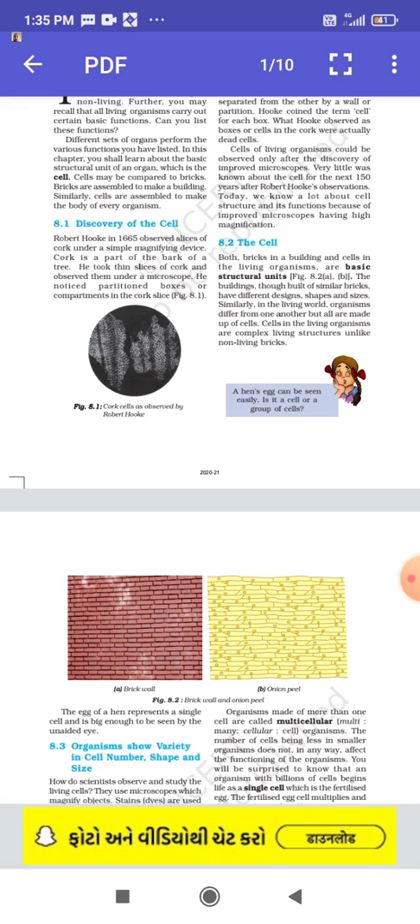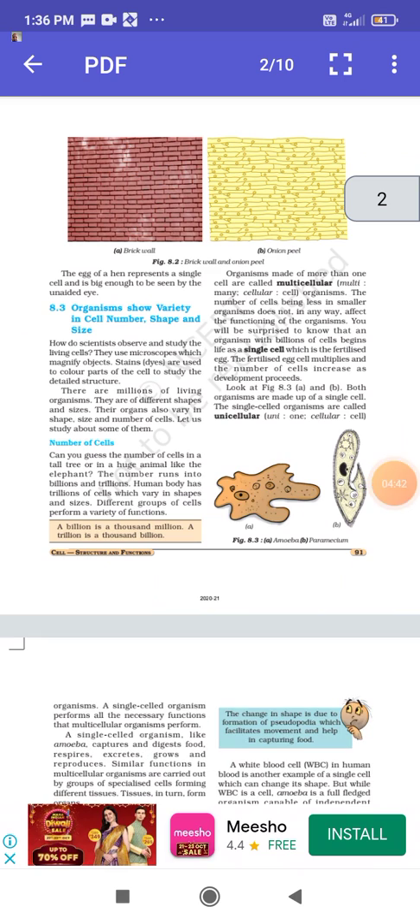See students, as you all know, in the buildings, bricks are the structural unit. In the same way, in the living organisms, cells are the basic structural units. Now you know that bricks are of different designs, shapes or sizes. Similarly, in the living world, organisms differ from one another because of the presence of cells. Now, cells in the living organisms are complex living structures, unlike non-living bricks. Now, next, you can see in figure 8.2, a brick wall and an onion peel.